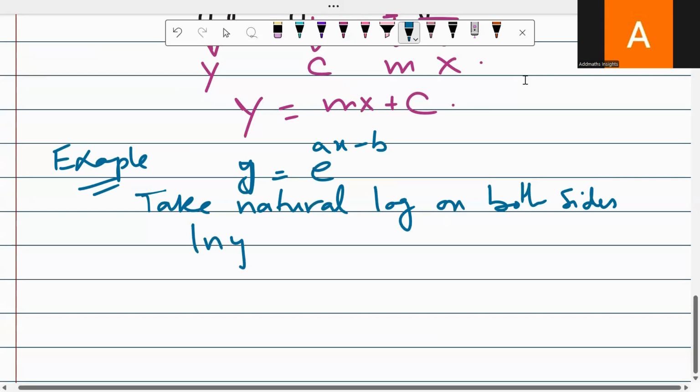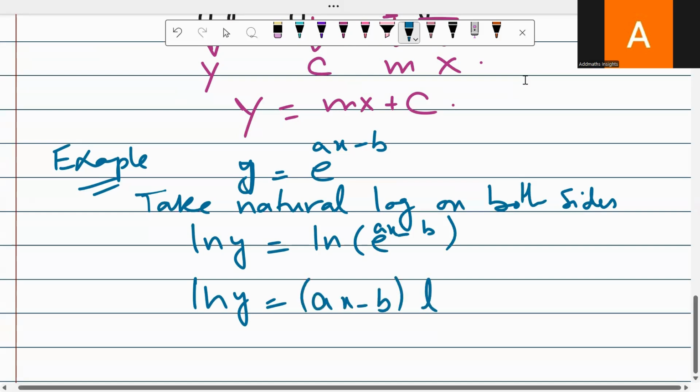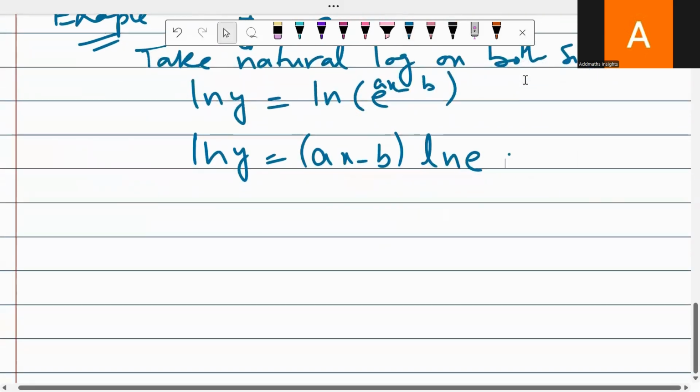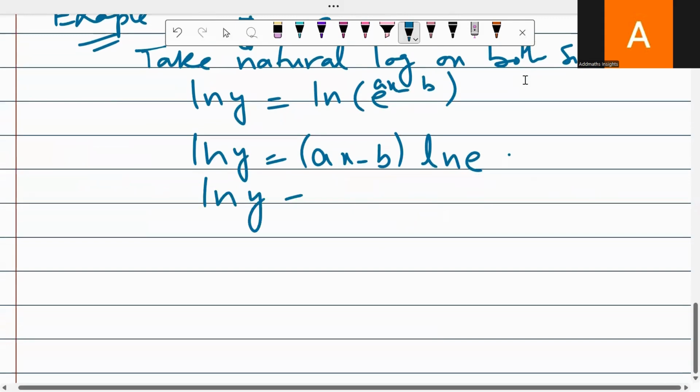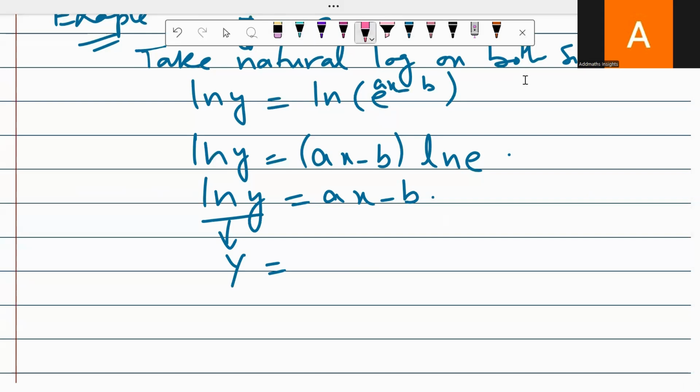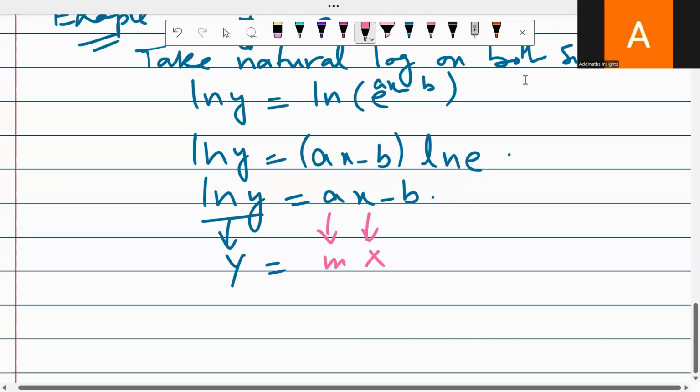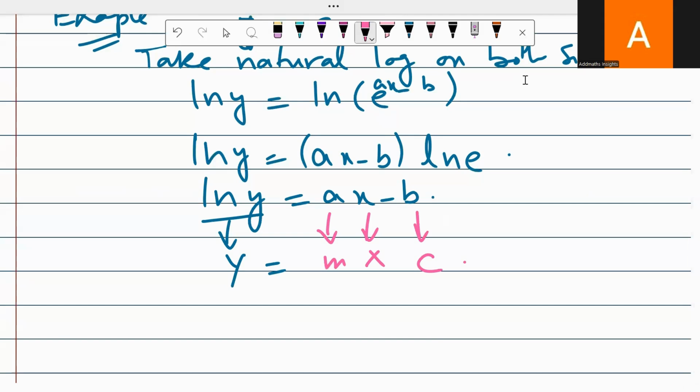So here you will write ln y equals ln e^(ax minus b). First you apply the power formula, so it becomes (ax minus b) into ln e. And you know that ln e is 1. So you are left with only ln y equals ax minus b. And ln y is capital Y, a is m, this is capital X, and minus b is c. So this is how you can transform any non-linear equation into a linear equation.